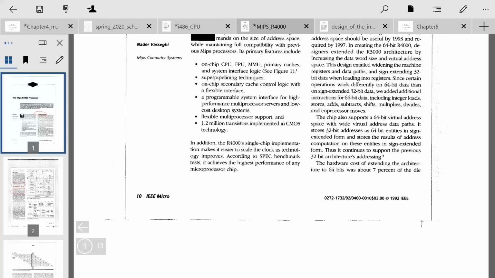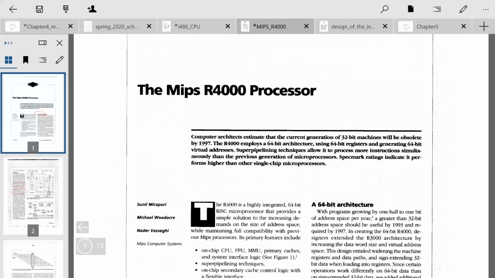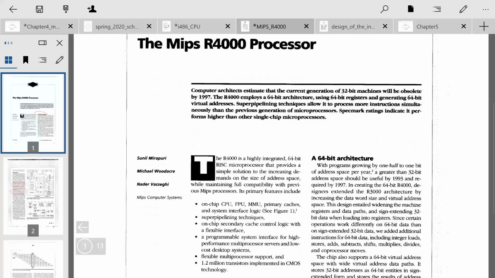So what I did is I went through and highlighted the different things that I was interested in talking about, and on the R4000 paper, since I decided I might as well go ahead and talk about it. First thing is, of course, it's a 64-bit architecture. The R3000 was a 32-bit architecture. Okay, so this is in 1992. That's quite a bit ahead of its time.